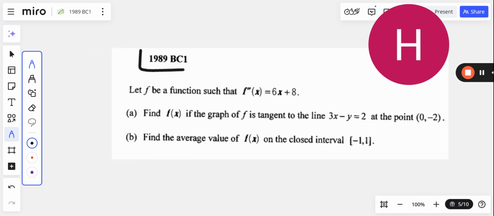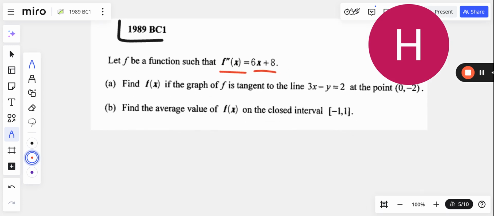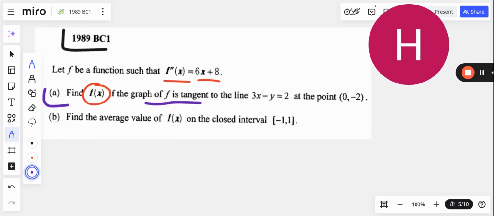So here we have a function such that the second derivative is a linear equation, 6x plus 8. And so that means f of x is a polynomial, because the derivatives of polynomials are polynomials. All right, so let's see what we have to do. I really like this question in part A. It wants us to find f of x, like the equation of f of x, but the condition they give us is very interesting. I don't see this very often.